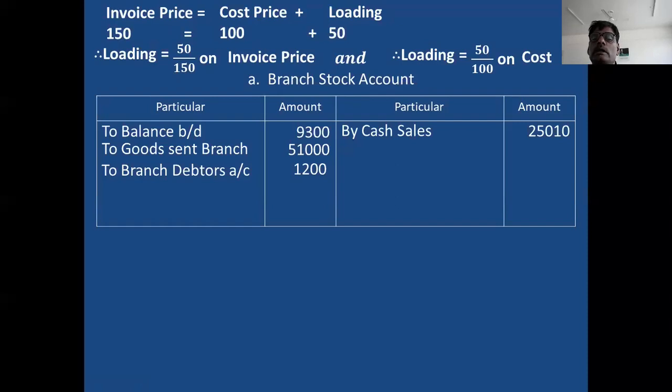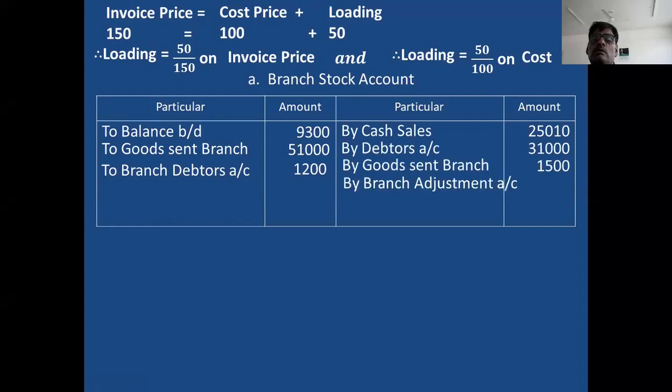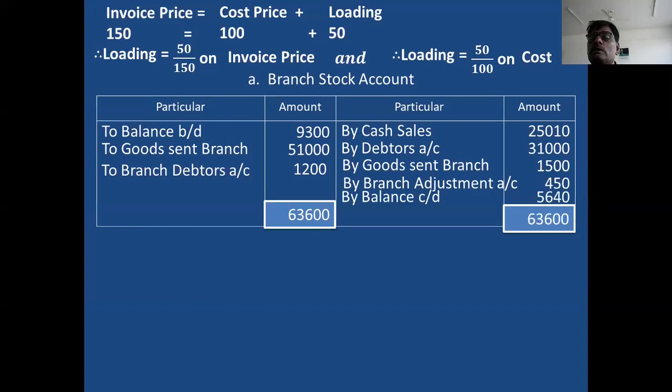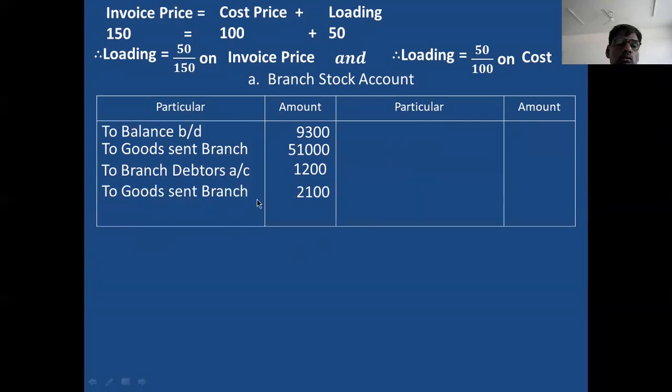Then cash sale is there, debtors is there, goods sent to branch is there, branch adjustment account 450, deficit is there. Close the account, ascertain the balance. Balance is 5,640. This is already solved one. And here you have to write, this is the goods sent to branch.